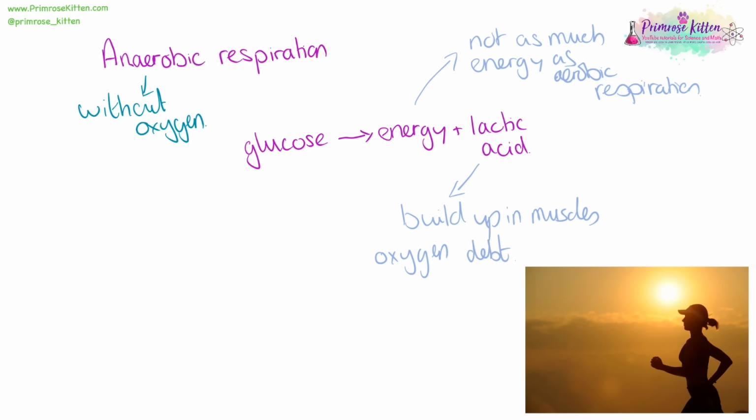This build-up is going to be quite painful, so you'll get it when you're doing things like sprinting or when you've run out of oxygen. So after you've finished sprinting, after you've finished running, to get rid of this oxygen debt, you're going to need to breathe really, really hard. That's why you pant. You keep breathing hard after you're running to pay back this oxygen debt, to get the blood flowing, to remove the lactic acid from your muscles.